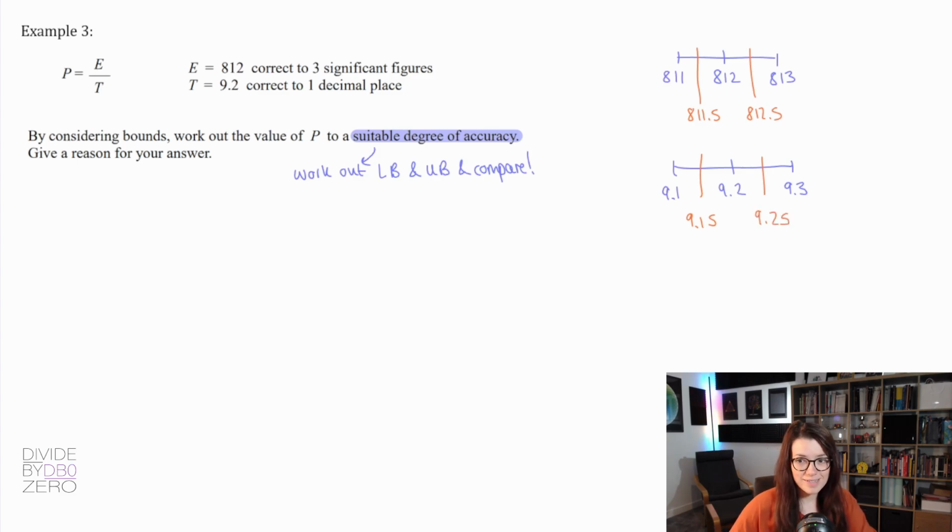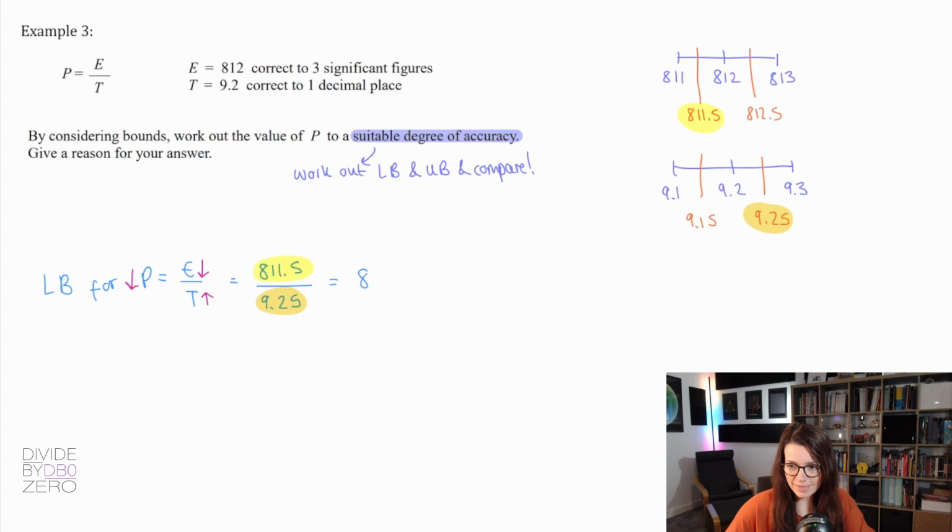Now let's think about putting those together. So first of all, if we want to work out the lower bound for P, the equation is E divided by T. So if we want P to be as small as possible, that means we also want E to be as small as possible, but we actually want T to be as big as possible. Because when you divide a small number by a big number, you get an even smaller number. Therefore, we want the lower bound for E, which is the 811.5, divided by the upper bound for T, which was the 9.25. When you type that in your calculator, you get 87.72972973, and then just leave that there for a second whilst we work out the upper bound for P.